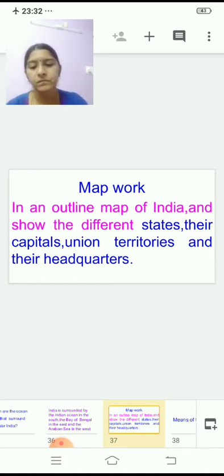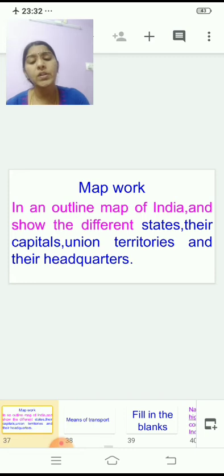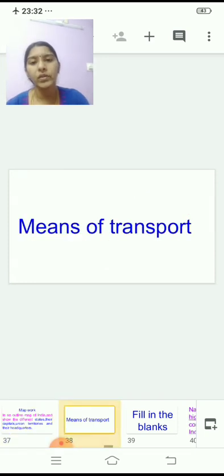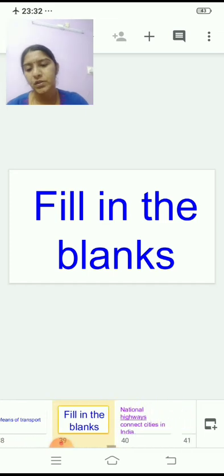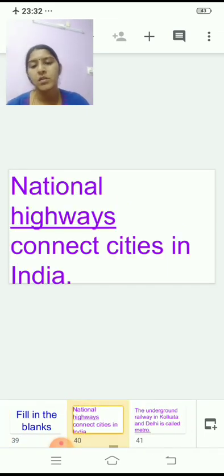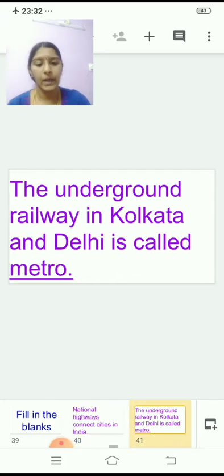Okay. So now we are going to continue with the revision of the means of transport lesson. To start with, we are doing the fill in the blanks. The first one, national dash connect cities in India. So national highways connect cities in India.